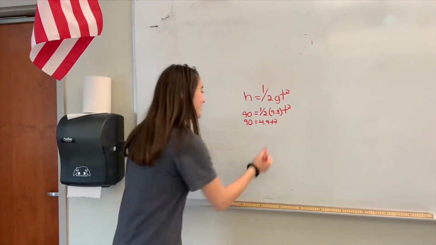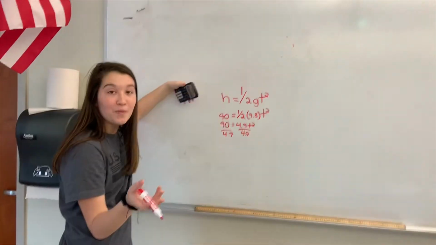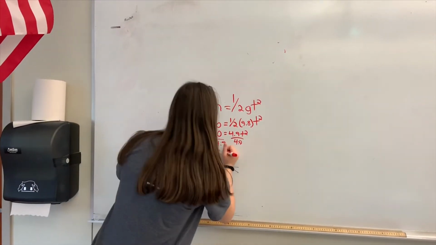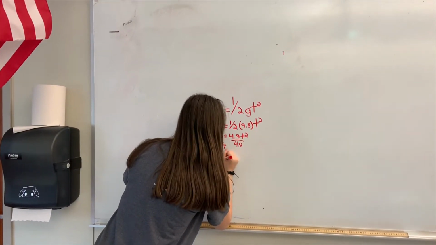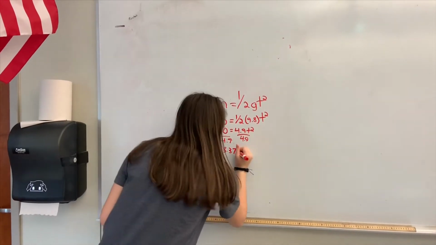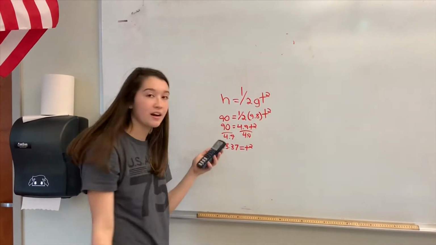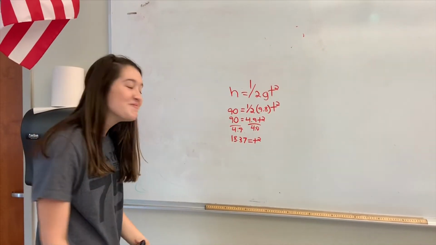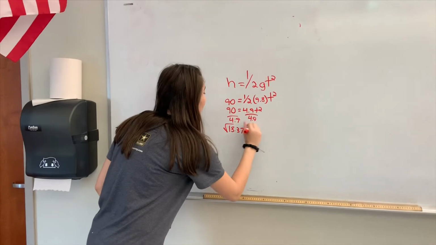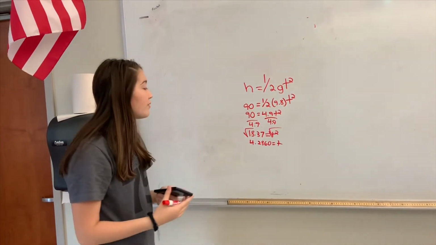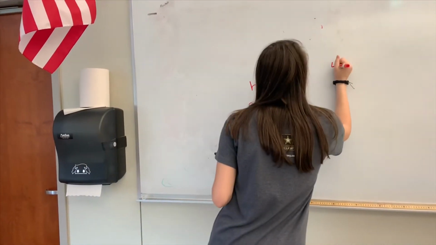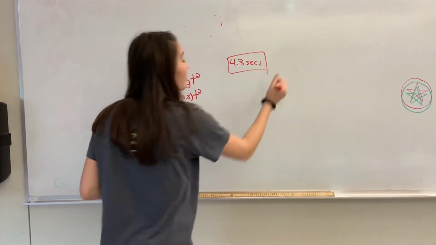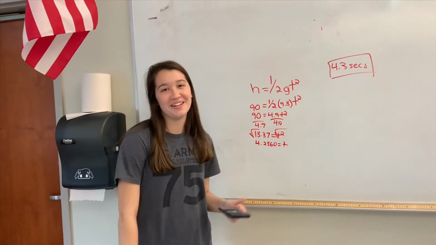If my assistant would please do that, that would be great. When we do this out, we get a really big number, so we're going to leave it at 18.37 equals t squared. So now what do you do when you have a squared thing? You're going to take the square root of both sides. So basically if we round that up, it would be 4.3 seconds for me to hit the ground if I jumped out the window.